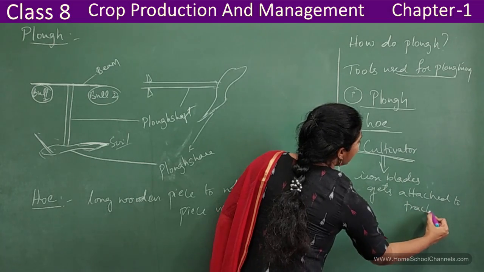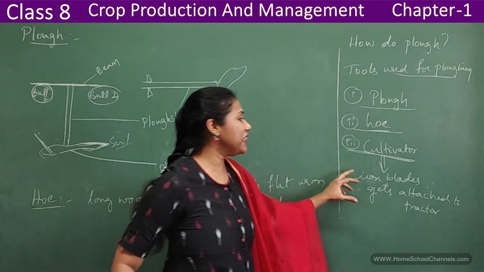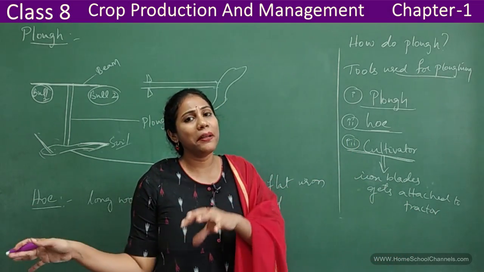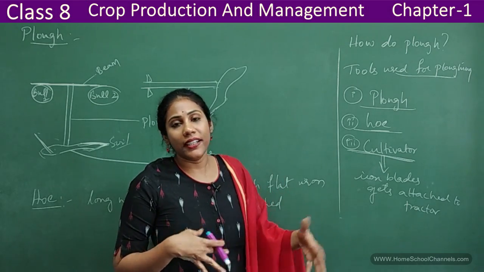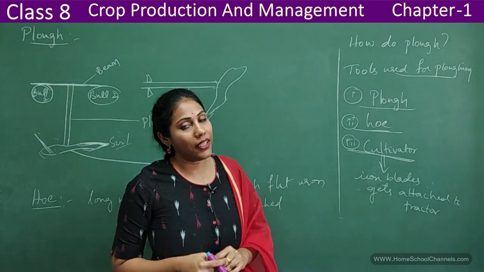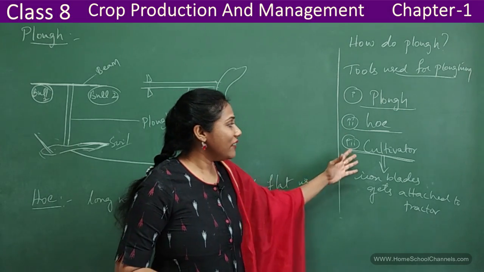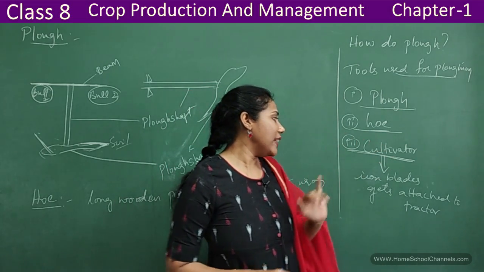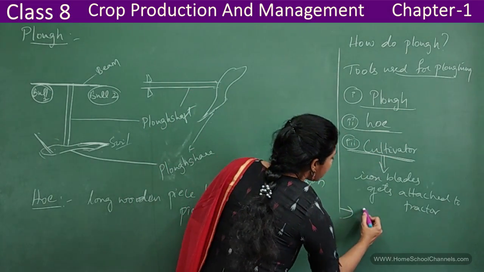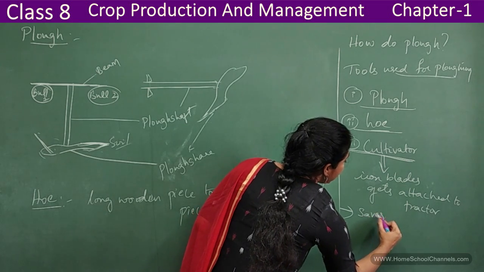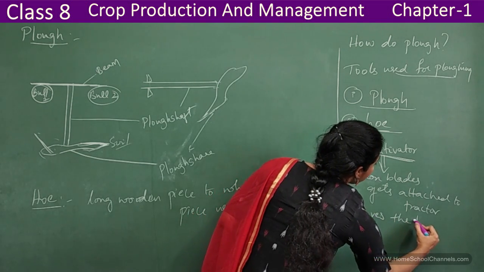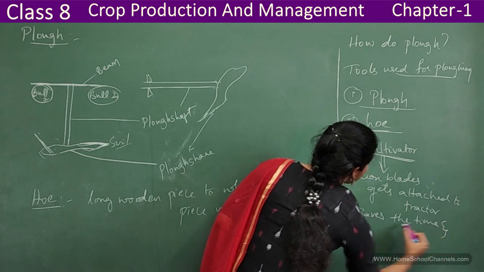Okay, so as the tractor moves, it will carry these iron blades also. Iron blades will try to dig the soil, and it will try to turn and loosen the soil. And among the three methods, cultivator is the most effective tool, I can say. It is because it can save the time. It saves the time and labor also.